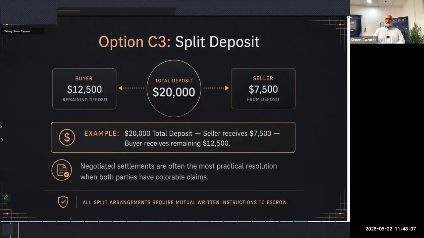Split deposits. These are just kind of scenario buyers. Example: 20,000 total deposit, seller receives 7,000, buyer receives the remaining 12,500. Negotiated settlements are often the most practical resolutions with both parties and collaborative claims.